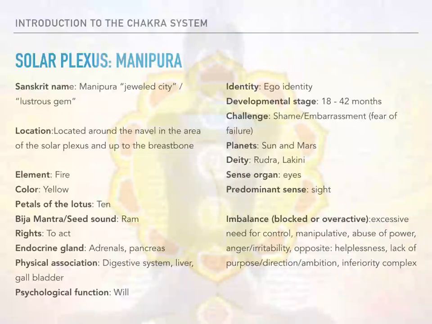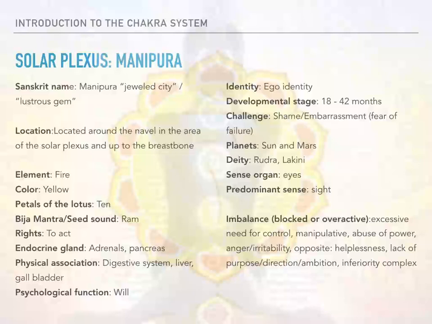So the third chakra, the solar plexus, the Manipura. Manipura means jeweled city or lustrous gem. The location is basically what it says in the name. It's located around the navel in the area of the solar plexus and up towards the breastbone. The element is fire, and the color is yellow. And again, you can use these colors, as we've talked about before, to stimulate that chakra.